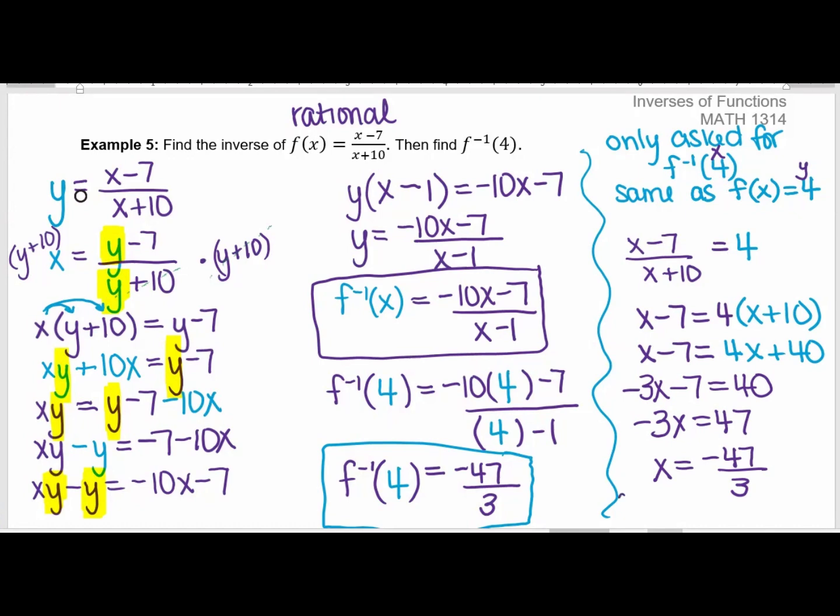So for the original ordered pair, it would be negative 47 over 3, comma 4. But for the inverse ordered pair, x and y flip-flop, which is why we would have 4, comma negative 47 over 3. It's not magic, it's math, but it is pretty darn cool.